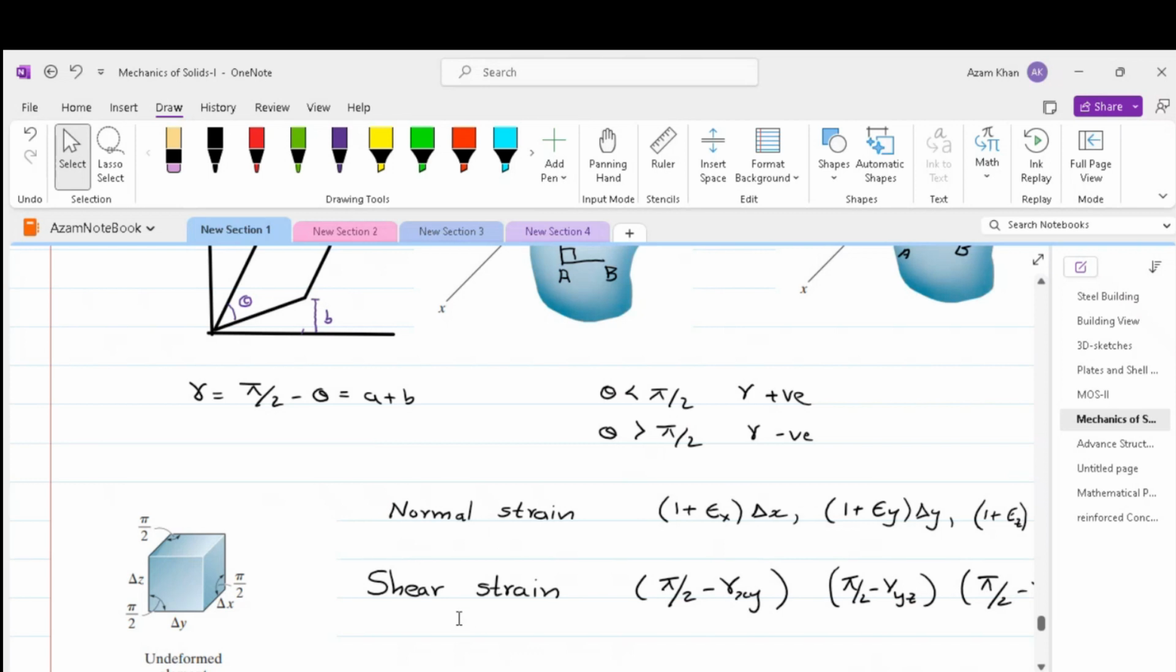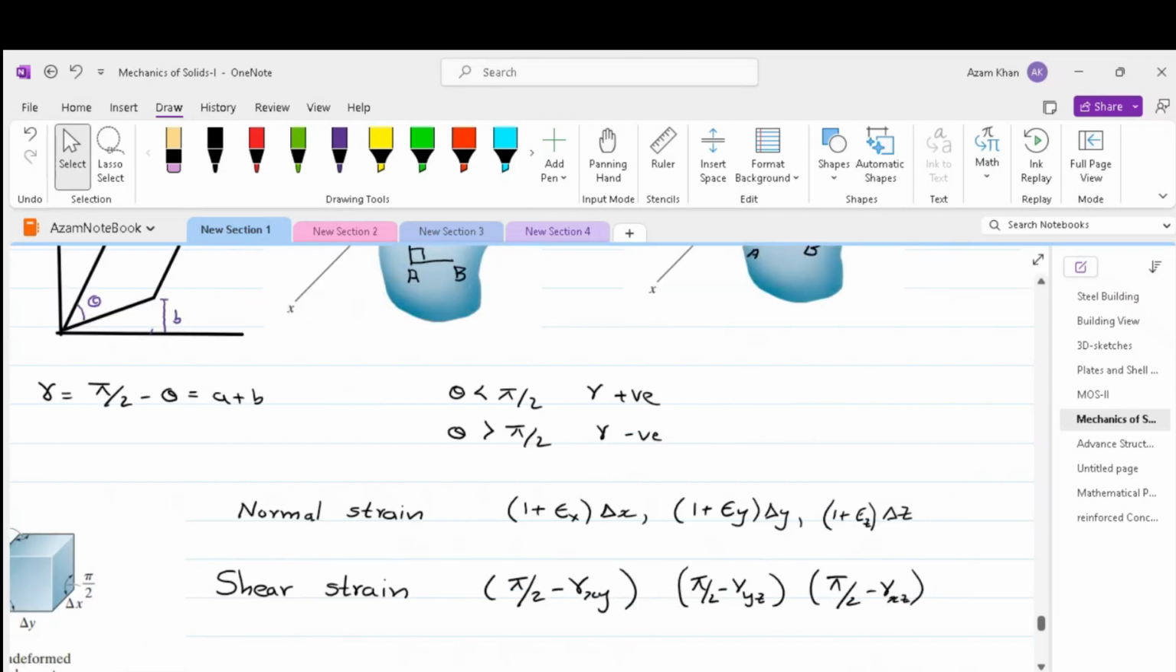The normal strain will try to change the volume of the element. If this element has initial sides of delta x, delta y, delta z, the final length of the side delta x after deformation is 1 plus strain x times delta x. This is actually delta x plus the change in length, delta x times strain x. So this is the final length of delta x. Similarly, the final lengths of delta y and delta z are as shown over here.